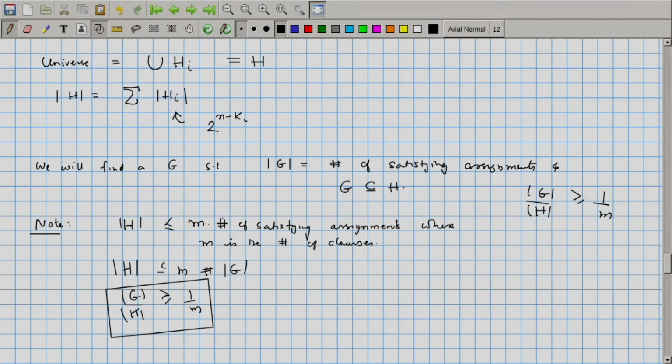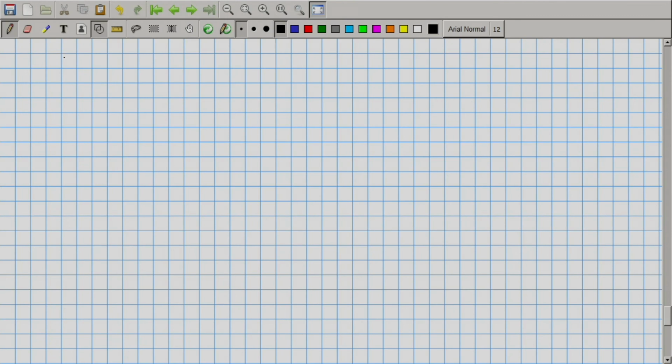Okay. Now, how do we construct this set? That's simple. So, let G be the subset of H such that G consists of elements of the form V_i, where i is the smallest element. Maybe I will just rewrite it.